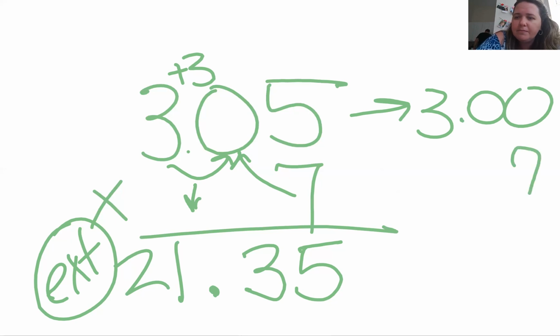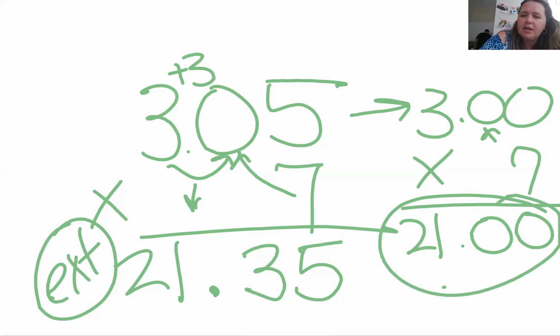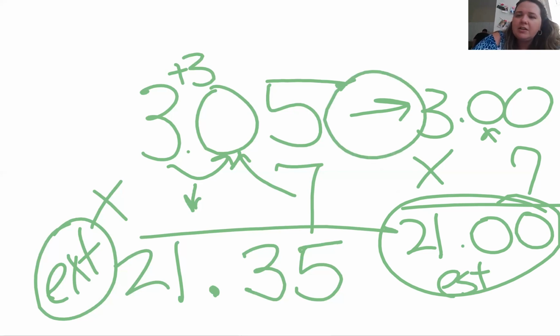Times 7, set it up. 7 times 0 is 0. 7 times 0 is 0. 7 times 3 is 7, 14, 21. 21 is my estimated. Okay, in order to find an estimated, this is the key part here.